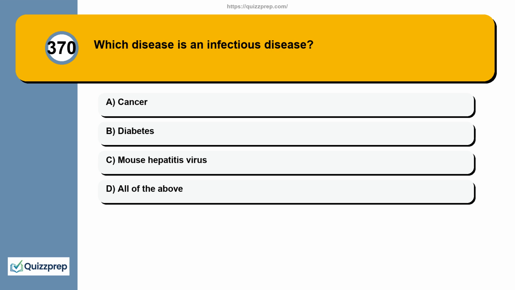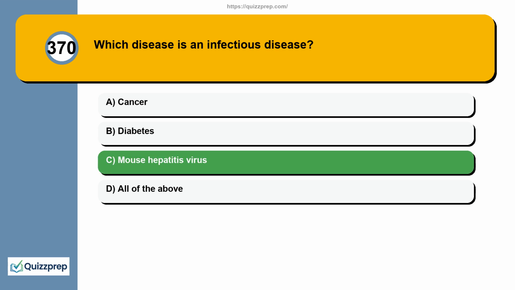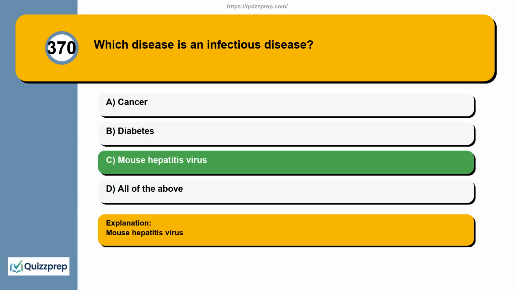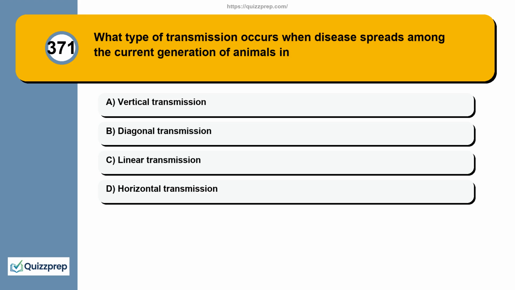Question 370. Which disease is an infectious disease? Option A, cancer. Option B, diabetes. Option C, mouse hepatitis virus. Option D, all of the above. The correct answer is option C, mouse hepatitis virus. Mouse hepatitis virus.